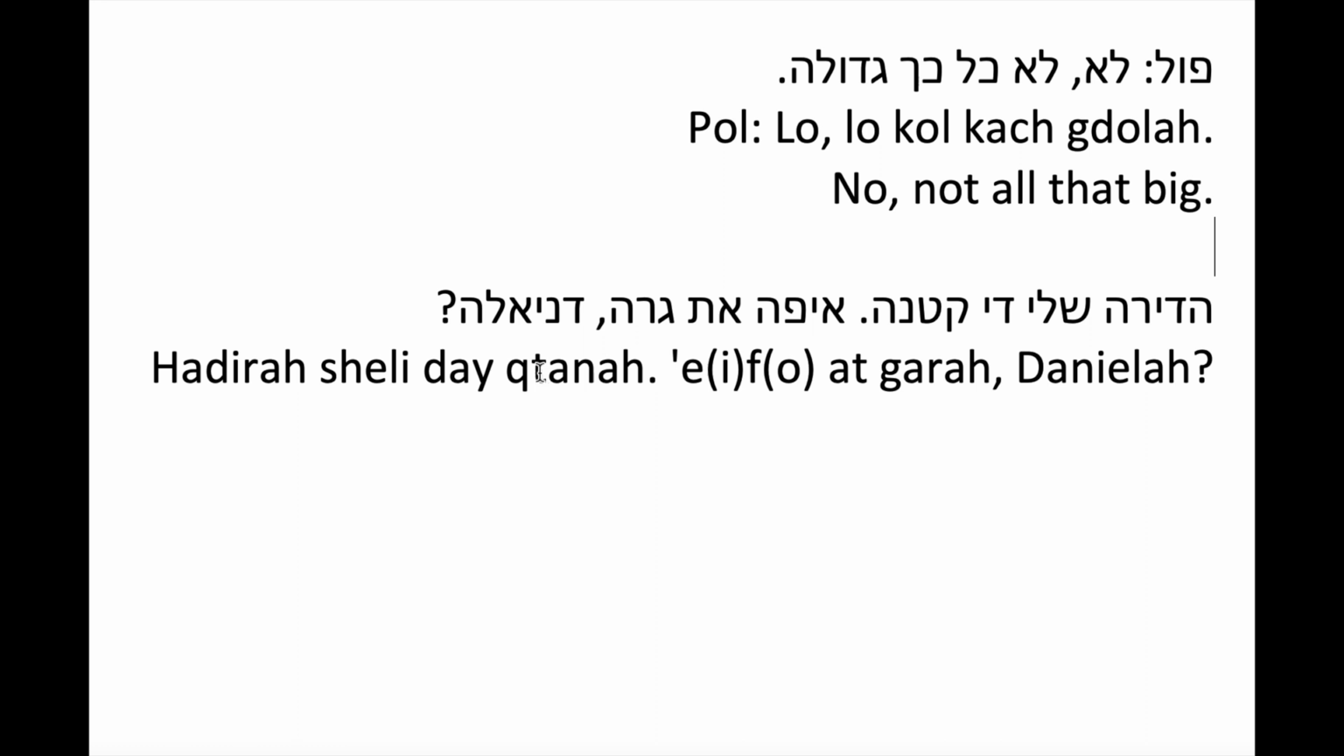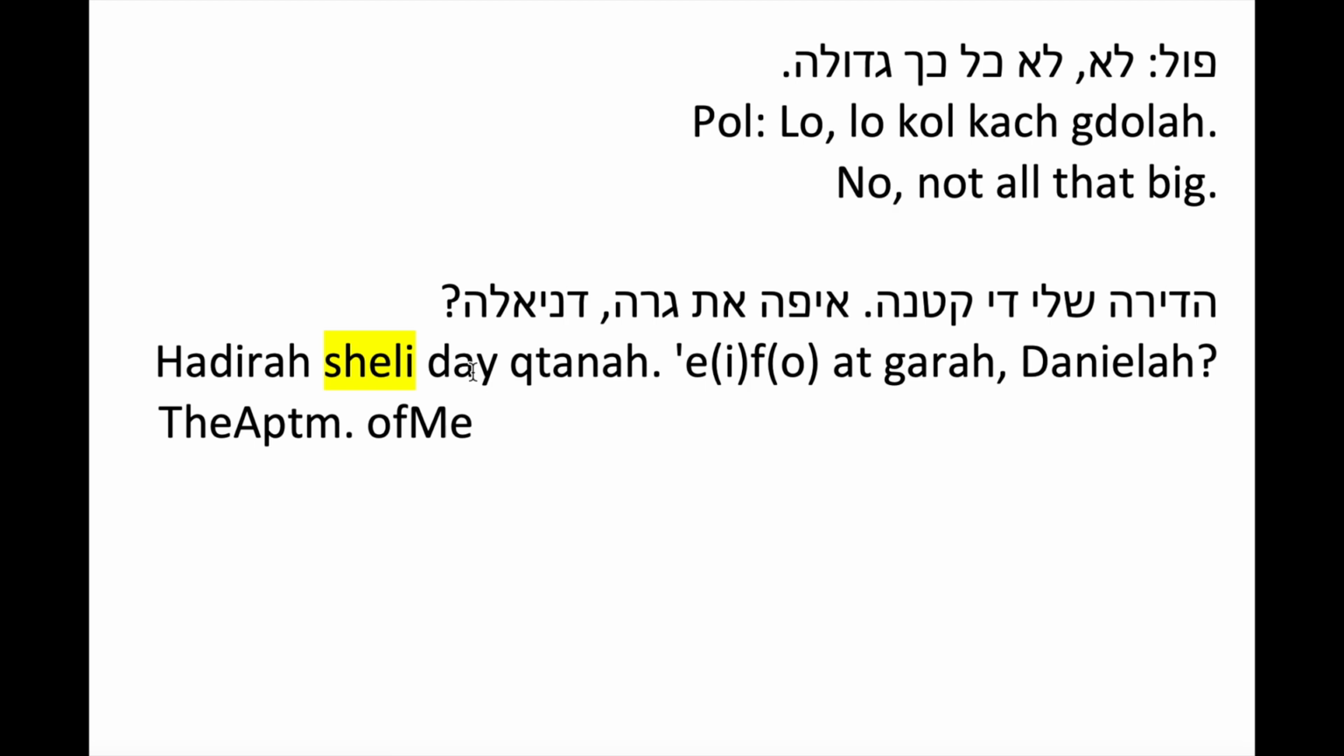Hadira sheli dei ktana. Hadira, the apartment. Sheli, shel means of, and i indicates me. So sheli means my, of me. Dei means pretty or quite. Ktana means small. And again here, since dira is feminine, ktana, katan is the masculine form, needs to be in the feminine form as well. So this is why it has a feminine ending.